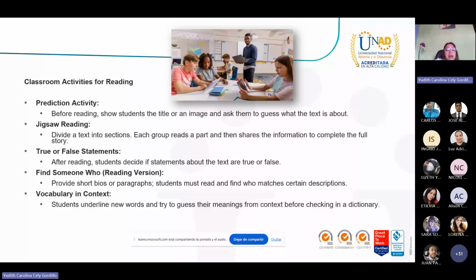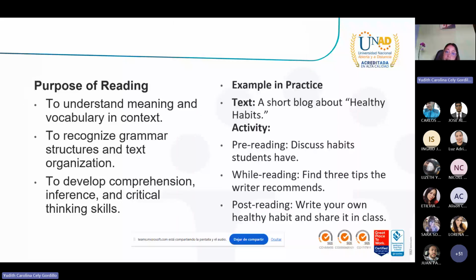And this is the purpose of reading: understand the meaning of vocabulary, recognize the grammar structure, develop comprehension, inference, and critical thinking skills. The idea is that you can produce in the students different skills, and according to the reading, receive all this information so that you can produce new ideas. Okay, in this case, we're going to try to identify all of them and you can use all those parts in an activity.